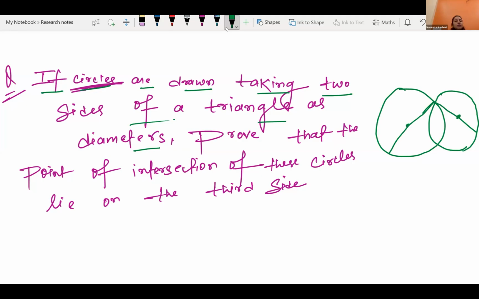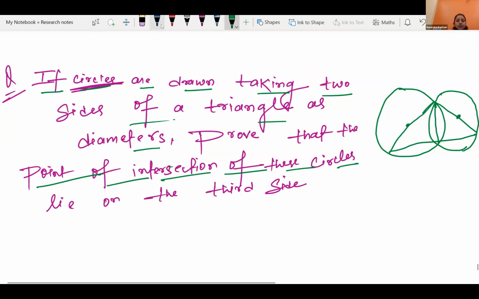If circles are drawn taking two sides of a triangle as a diameter, prove that the point of intersection of these circles, that means we have drawn the circles properly, because there is a point of intersection of the circles, okay, lie on the third side. Okay, the point of intersection, this two, lie on the third side of the triangle. That's what we have to show.